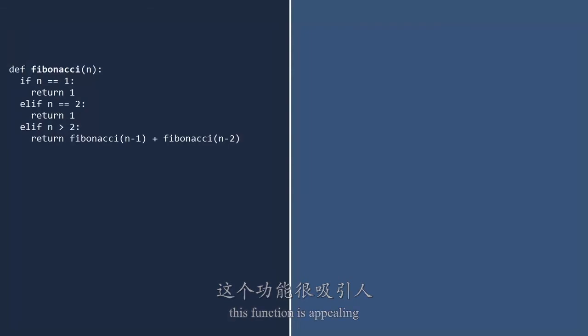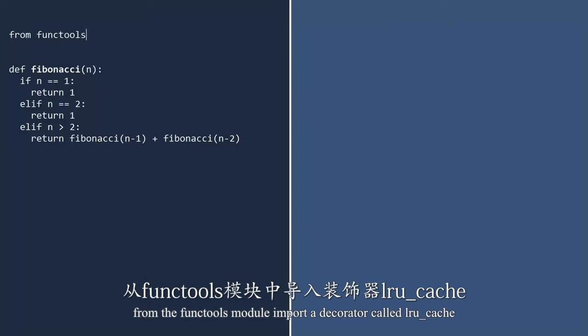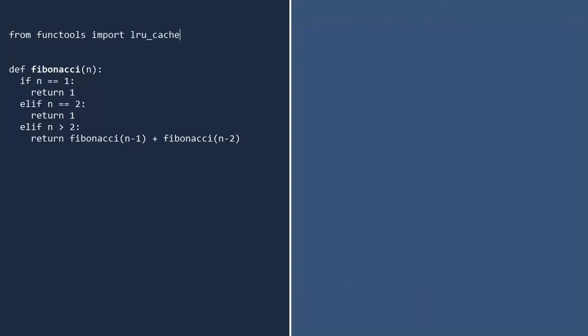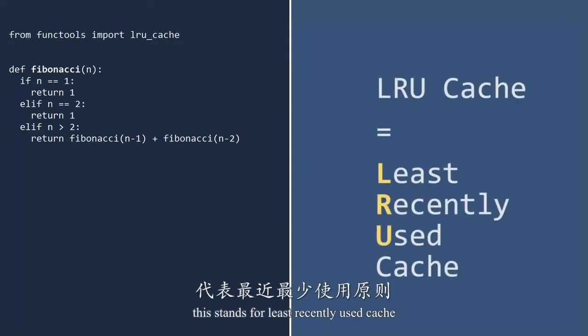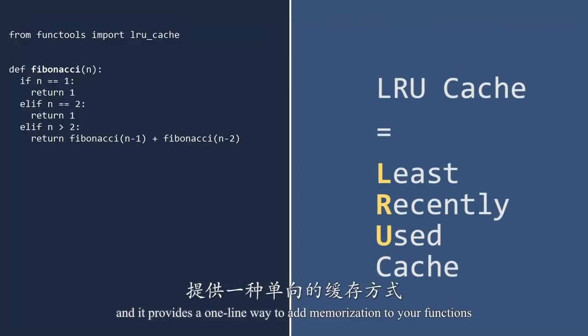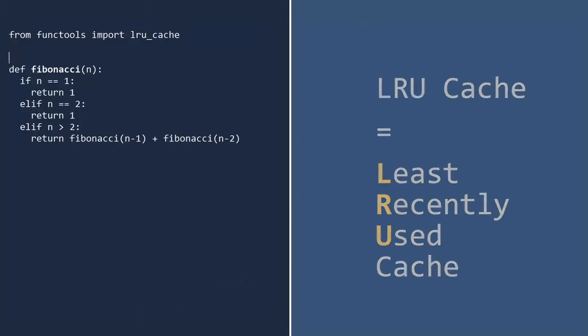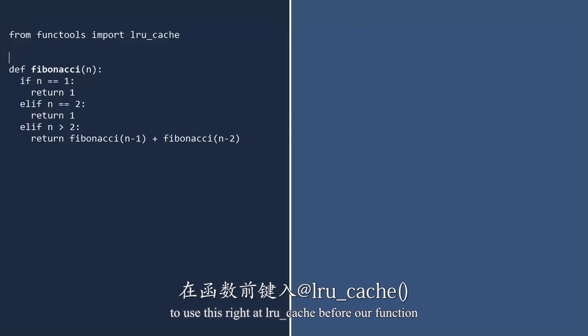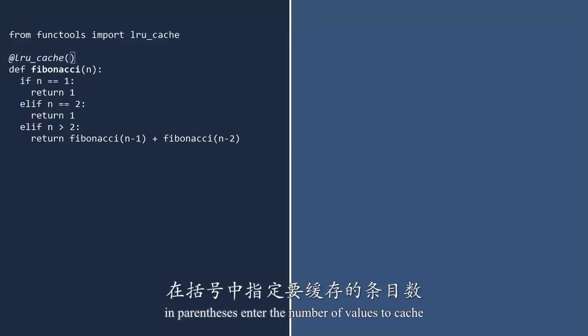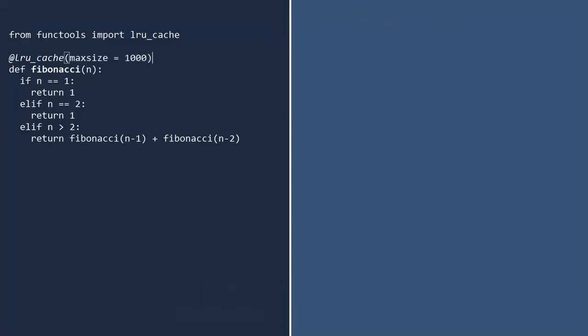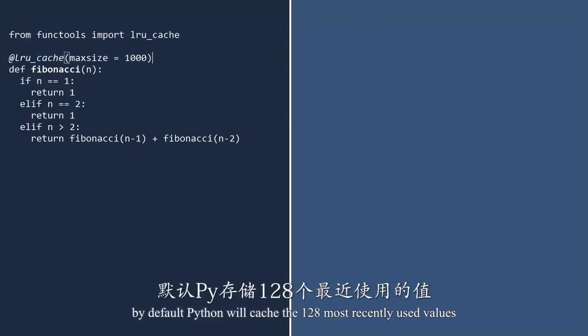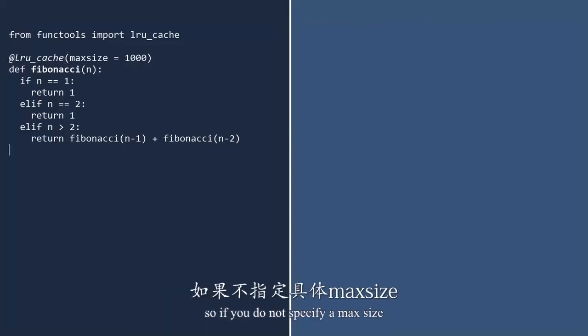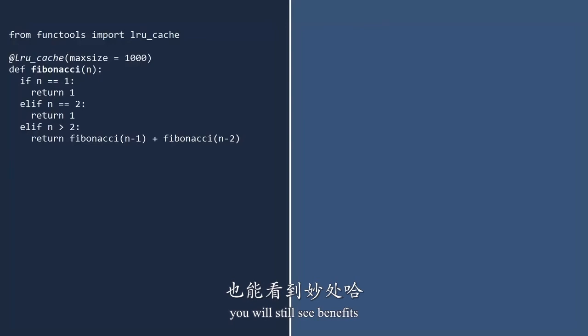This function is appealing. It is clean and simple. From the functools module, import a decorator called lru_cache. This stands for least recently used cache, and it provides a one-line way to add memoization to your functions. To use this, write @lru_cache before our function. In parentheses, enter the number of values to cache. By default, Python will cache the 128 most recently used values, so if you do not specify a max size, you will still see benefits.